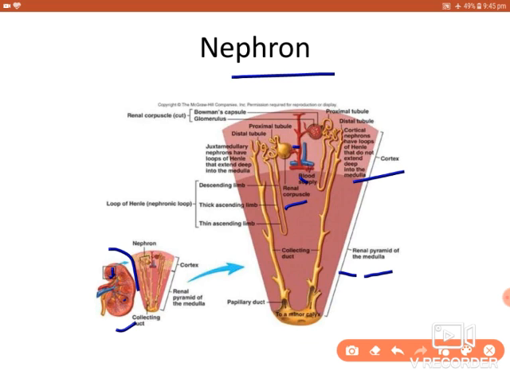From the urinary pole starts the proximal convoluted tubule. Here you can see this is the loop. This is the descending limb of the loop, and this one is the ascending limb. This is the thin segment, and this one is the thick segment. Then you can see the distal convoluted tubules. Here you can see the collecting tubules. The collecting tubules of nearby nephrons join to form the collecting ducts, then a larger duct. This is the papillary duct, which opens into the minor calyx.